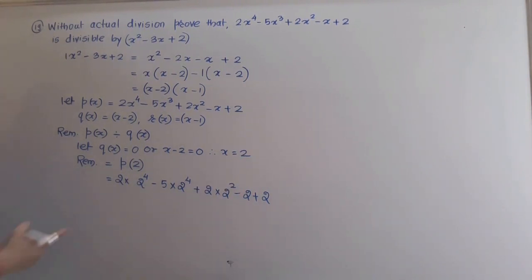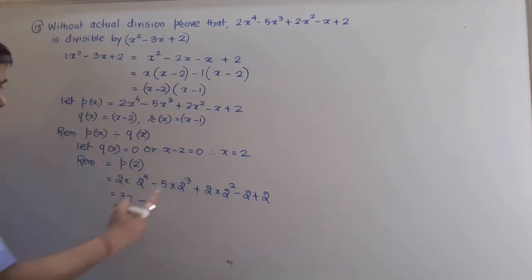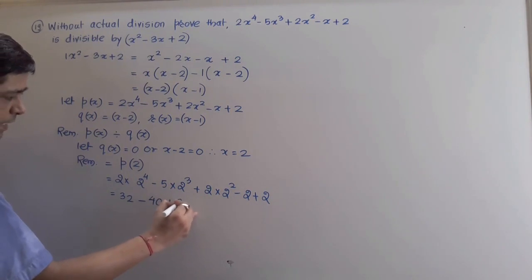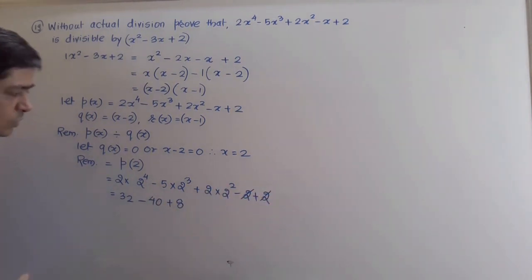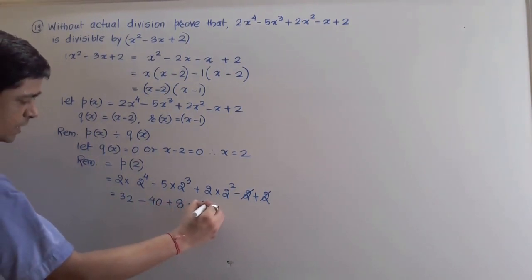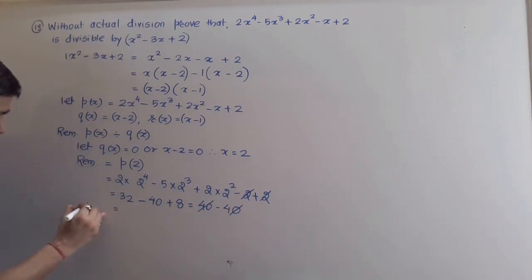Now 2 to the power 4 will be equal to 16, 16 into 2 is 32. Sorry, here 2 to the power 4 I wrote, but that is 2 cube. Check here, this cube is given. So 2 cube is 8, 8 into 5 is 40, 4 into 2 is plus 8, and here minus 2 and plus 2 we can cancel. 32 plus 8 will become 40, and minus 40 I am keeping as it is. Both get cancelled, so the remainder will be equal to 0.